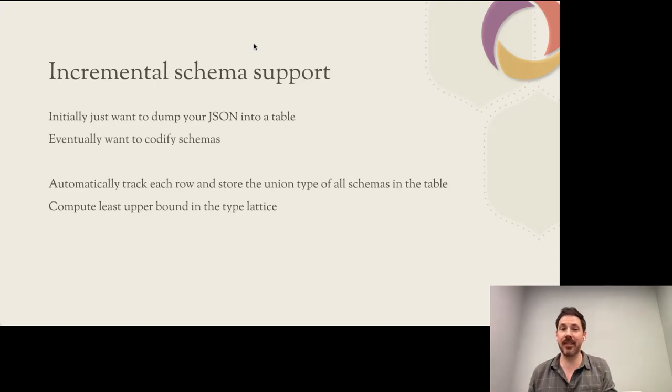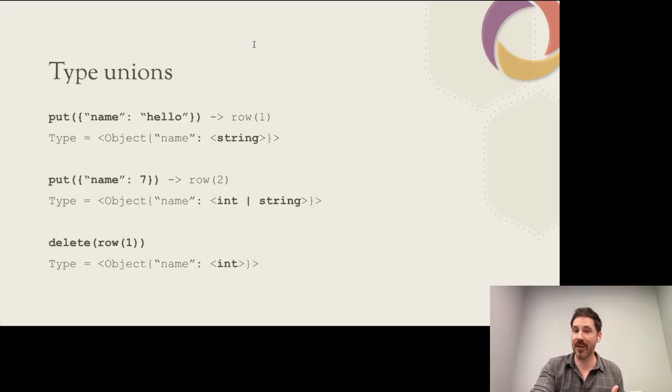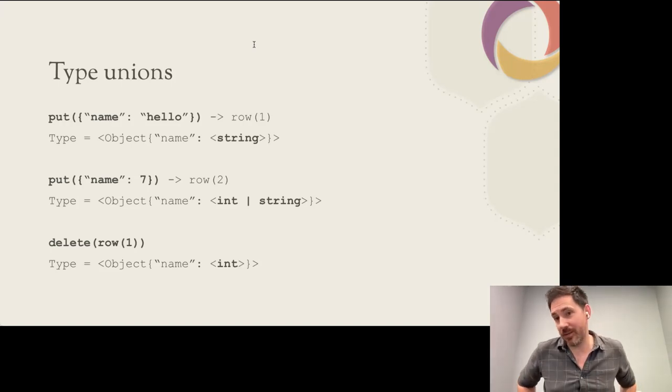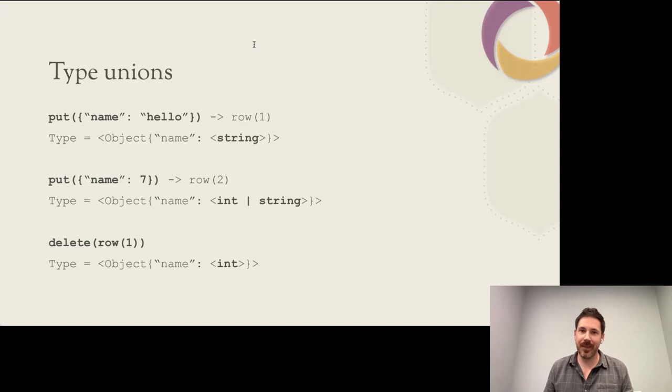So when you write data to the system, we track each row you insert and we compute the union type of all the data you have in a given table, right? We have this phrase, least upper bound in the type lattice. That sounds very complicated, I guess it is, but we basically compute the simplest possible union type that can represent the data in the table. Here's a very, very simple example, because schemas can be a lot more complex than this. This is just basic pseudocode.